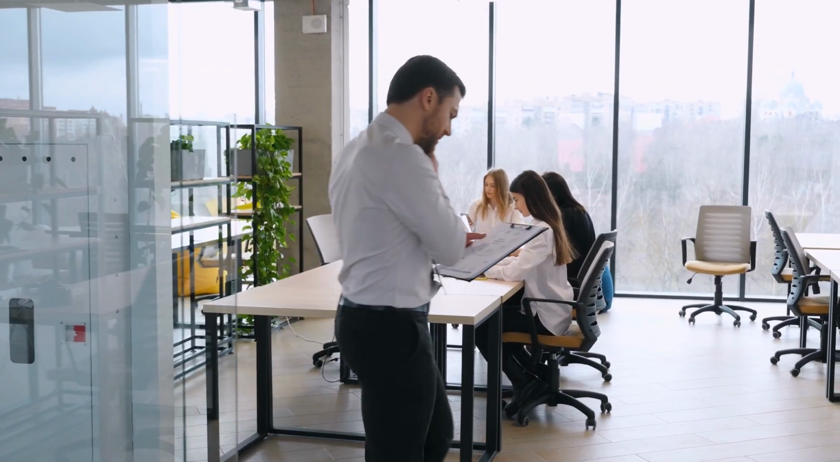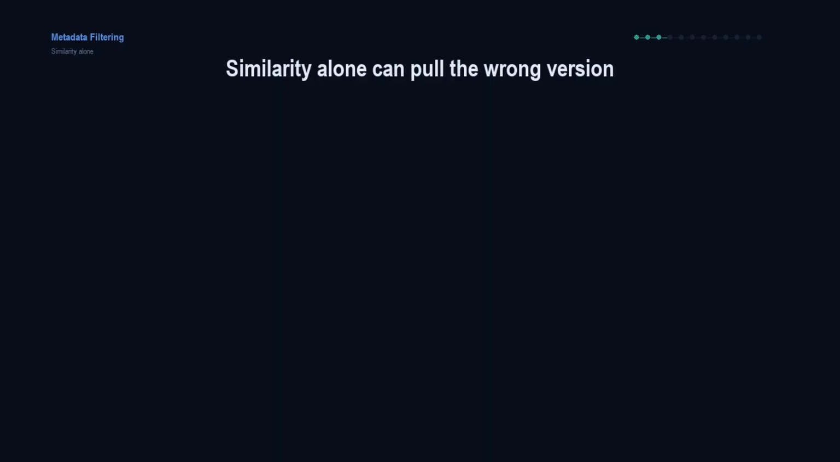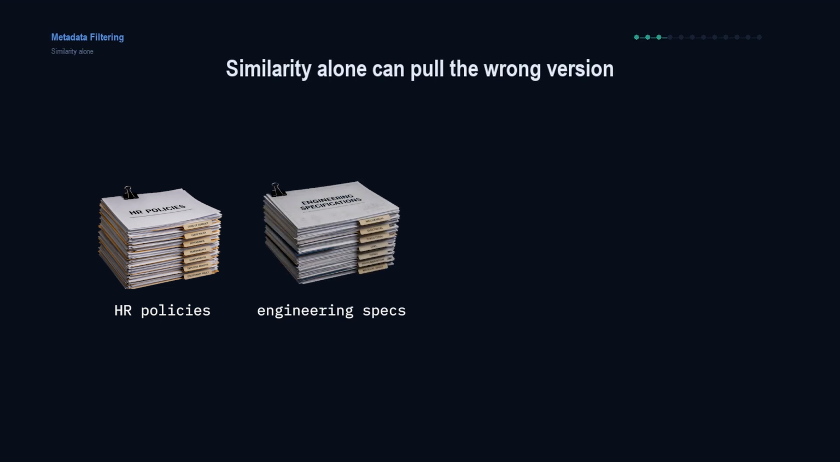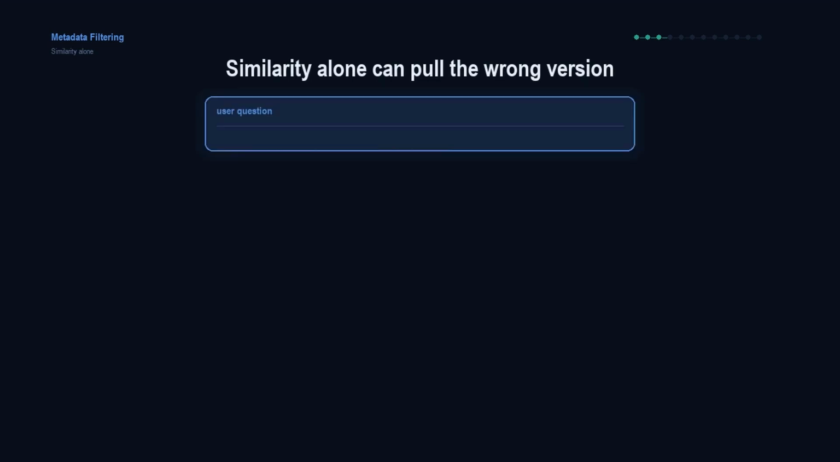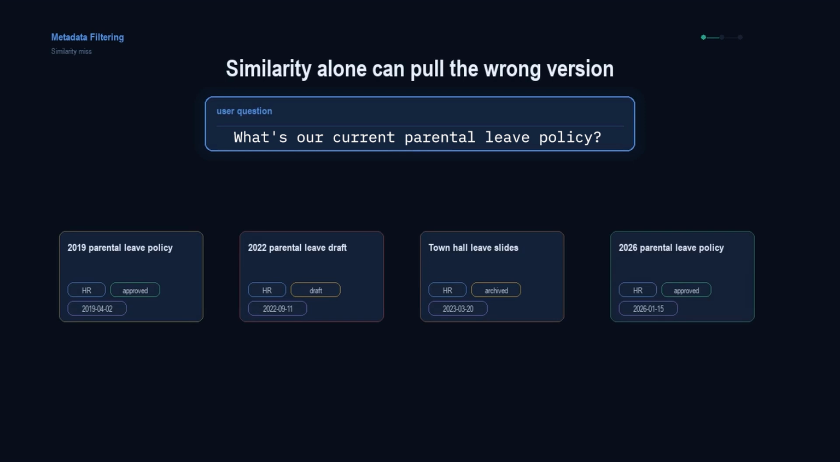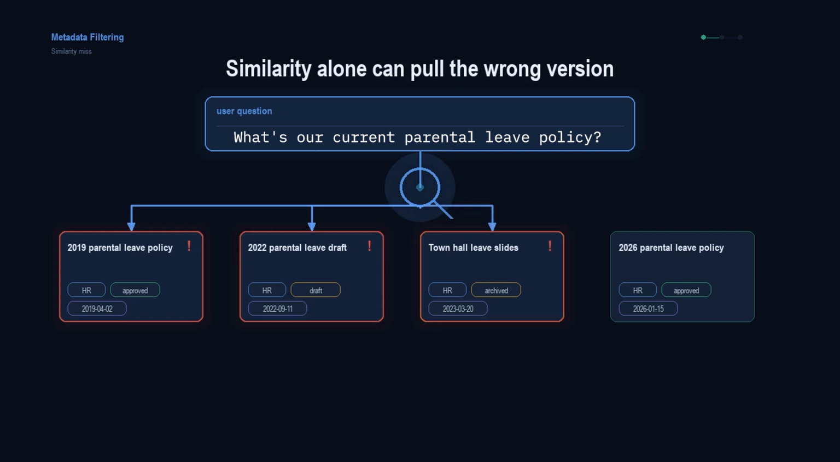Picture a company with 10 years of internal documents, like HR policies, engineering specs, legal contracts, old Slack exports, you name it. A user asks, "What's our current parental leave policy?" Pure similarity search doesn't know what current means. It just finds text that sounds like parental leave. So it might pull back the 2019 policy, the 2022 draft that never got approved, and a slide deck from a town hall 3 years ago. All because they are semantically close to the question.